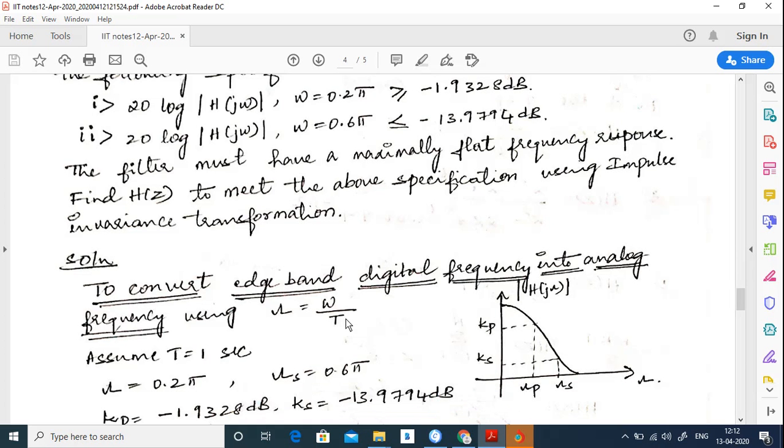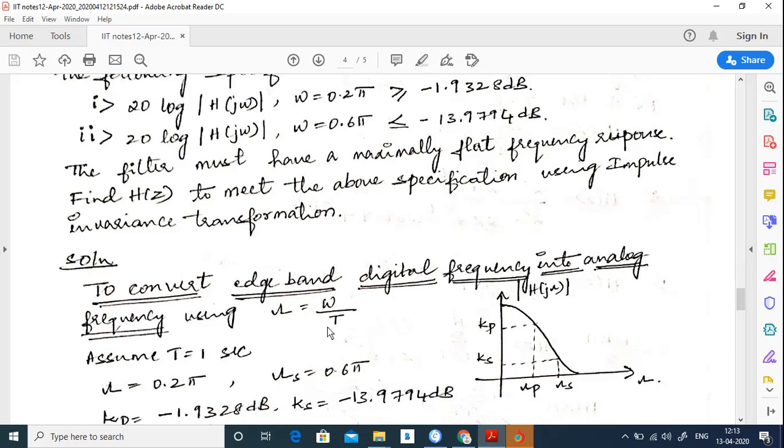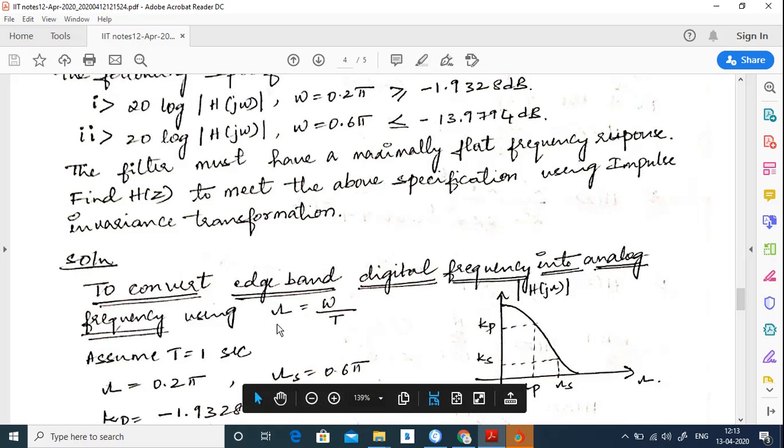It's not been given. So what to do then? If t is not given, assume it as 1 second. If you assume t is equal to 1 second, then the values for analog omega will become the same as digital omega. If not, these values will change.